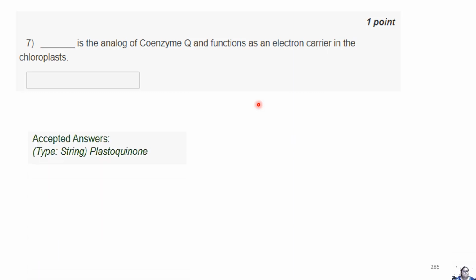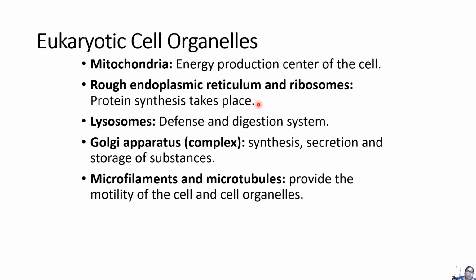Okay, so the answer for this question will be plastoquinone. Plastoquinone is the analog of coenzyme Q and it functions as an electron carrier in the chloroplast. So if we go into the details of this plastoquinone and the energy transfer mechanism of the chloroplast, we have to start with the eukaryotic cell organelles.